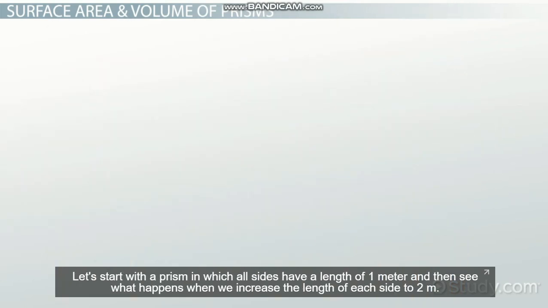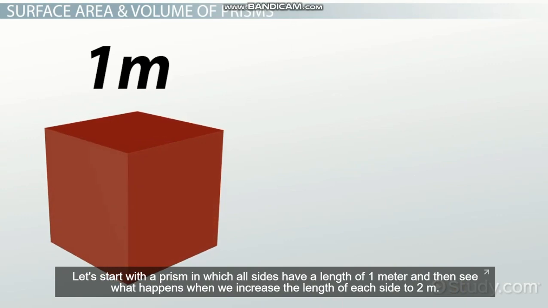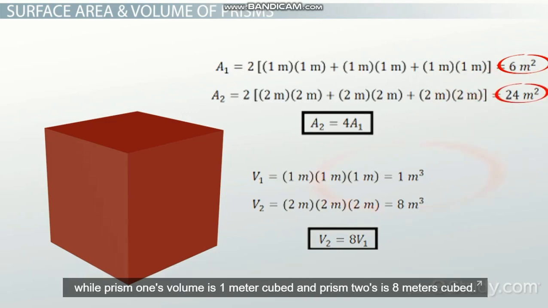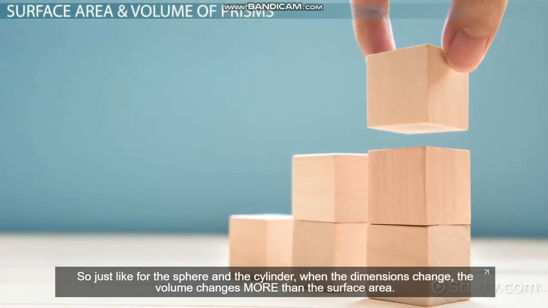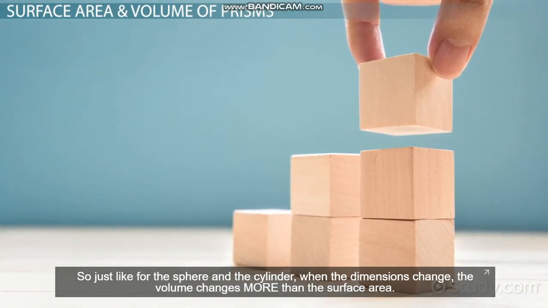Next, let's see how changing the dimensions of a rectangular prism affects the surface area and volume of the prism. Let's start with a prism in which all sides have a length of 1 meter, and then see what happens when we increase the length of each side to 2 meters. As we can see, prism 1's surface area is 6 meters squared, and prism 2's is 24 meters squared, while prism 1's volume is 1 meter cubed, and prism 2's is 8 meters cubed.